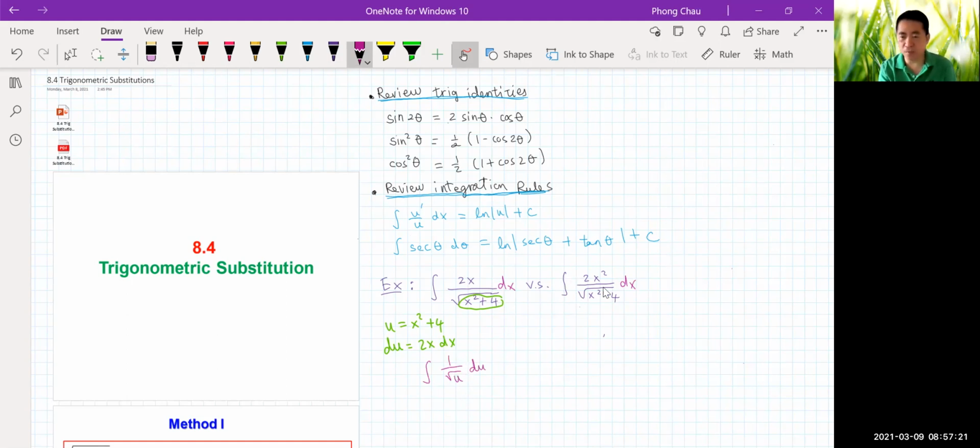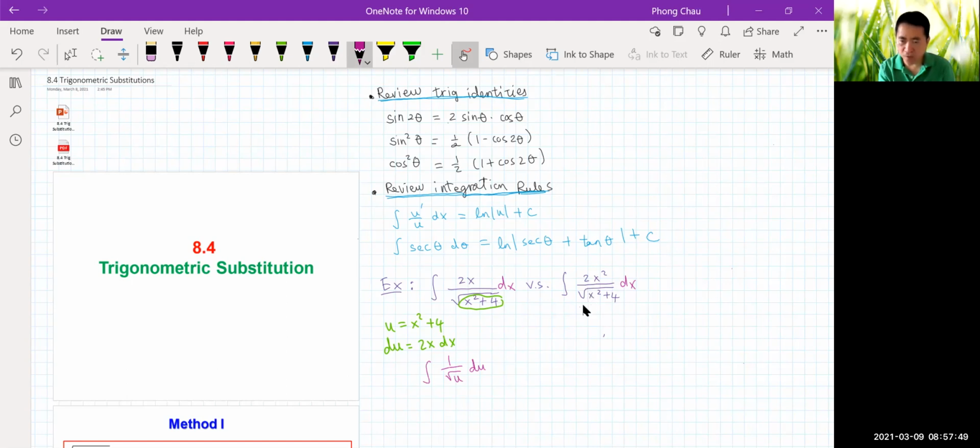Now versus the other problem here, notice that you have x squared plus 4 and then there's x squared on the top instead. Well, things would be different. You cannot use the substitution in this case. Or sometimes we can, but it's going to take a lot of work because you have an extra x at the top. So what do we do?